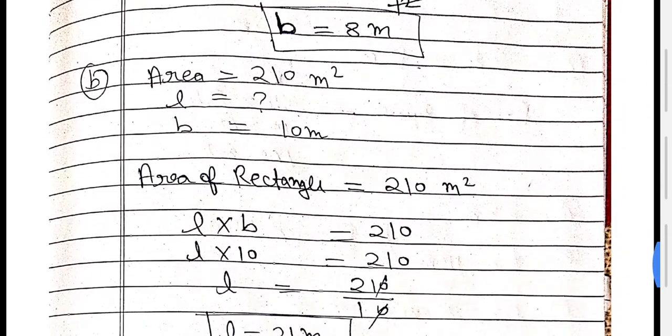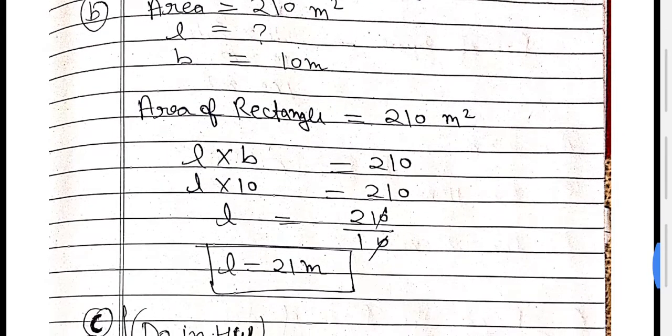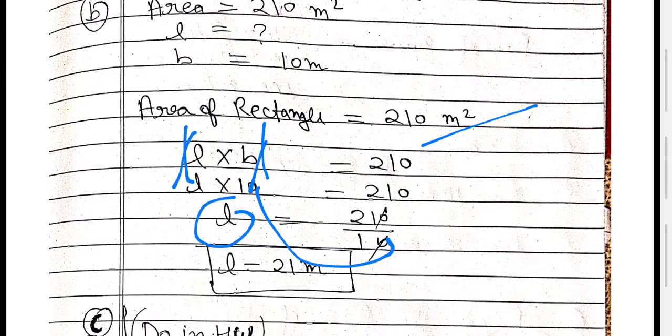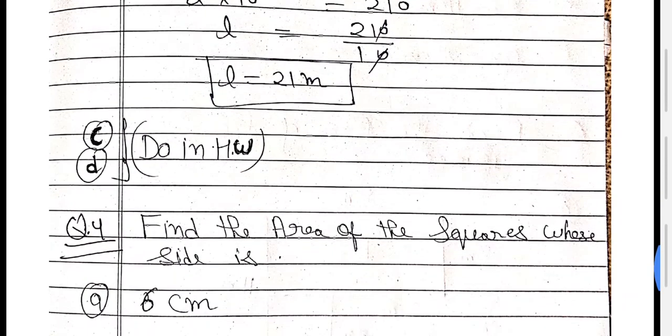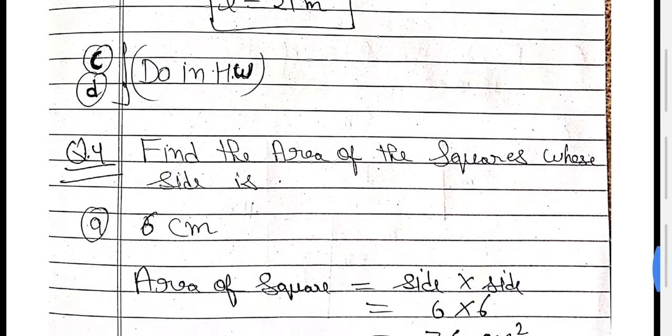Now come on B part. Here area is given 210, length you don't have, breadth you have to find. In the previous question length is given, breadth you have to find out. In this question it is reversed, breadth is given, length you have to find out. So area of the rectangle is 210 meter square. Just write the formula L into B. Now just write L as it is, breadth is 10. When you find the value of L, this 10 moves to this side, becomes divide. Cut 0 by 0, it becomes 21. So your answer is 21 meter, because area is given in meter square. Similarly C and D part you have to do by yourself in homework.